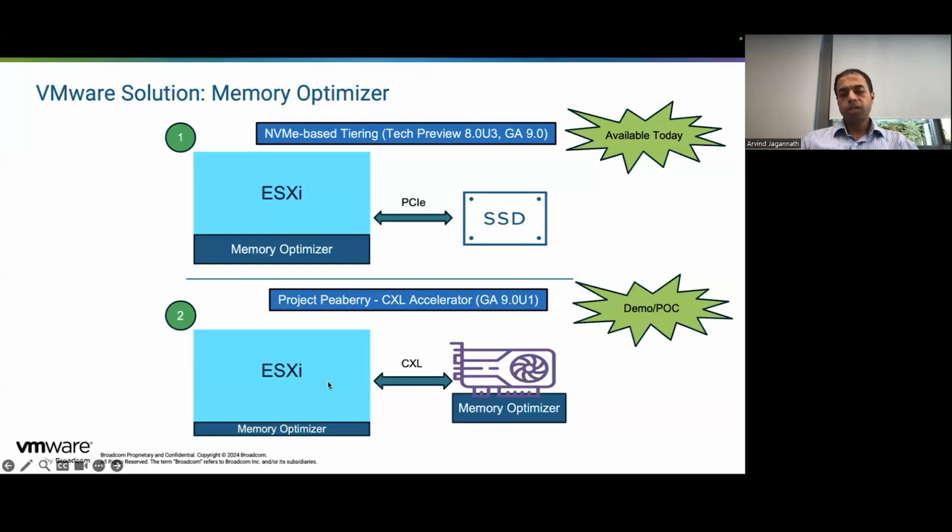The other solution is Project Peaberry, which is CXL based. It involves a device that runs some logic, and this is also something that we are working on closely, collaborating with some vendors. And we are at a stage where we can do demos and proofs of concept for Project Peaberry as well. Again, the targeted GA is 9.0 U1, which is also subject to change. But we have both these solutions providing a unique value proposition. Both have their pros and cons, which I'm able to discuss further.